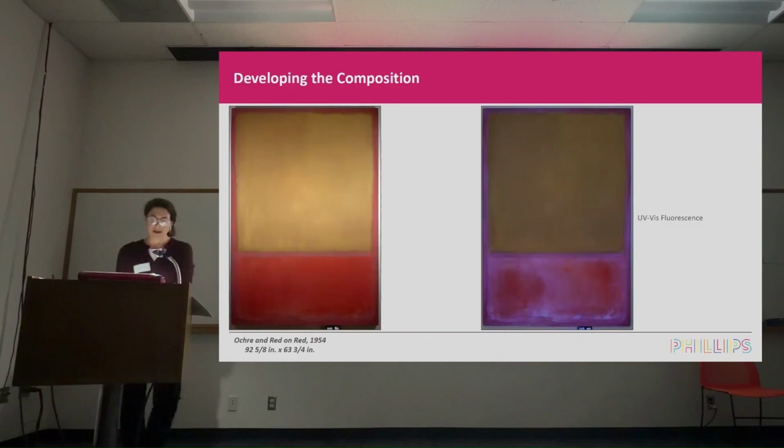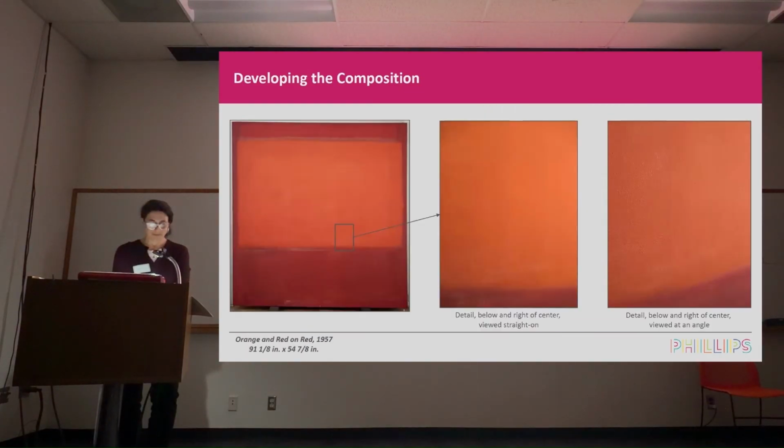Examinations also found that Rothko considered the balance of his compositions from different angles while painting. Drips of paint flow opposite to the hanging orientation in both orange and red on red and ochre and red on red, suggesting that Rothko inverted both canvases at least once while he was working on them. In orange and red on red, orange drips flow upward from the bottom of the central orange field.